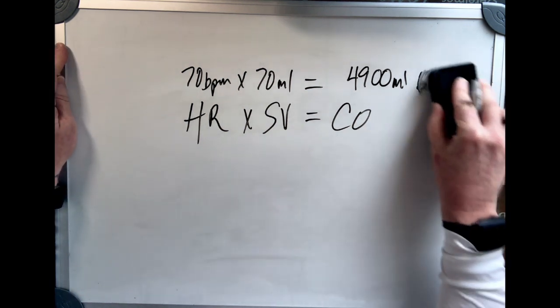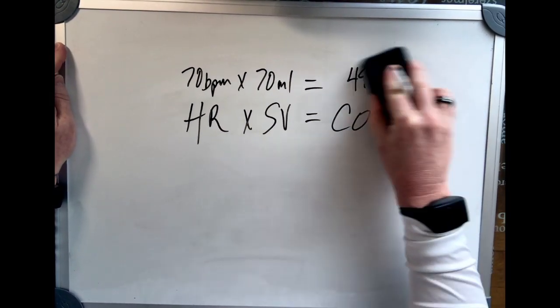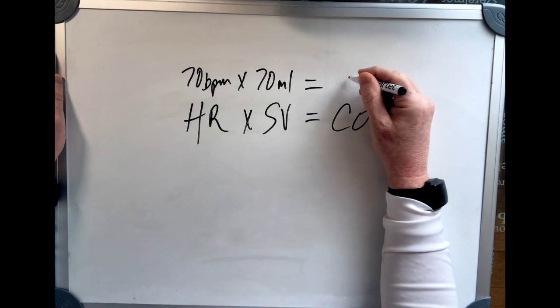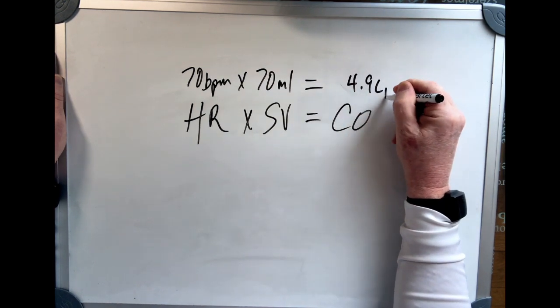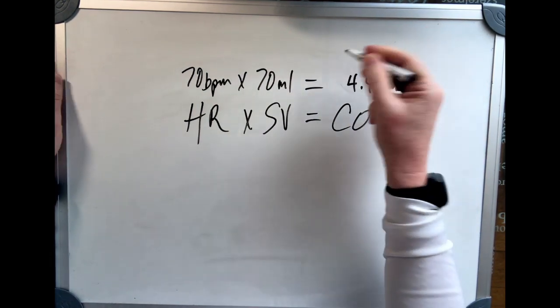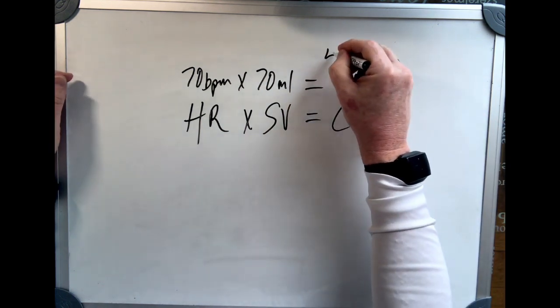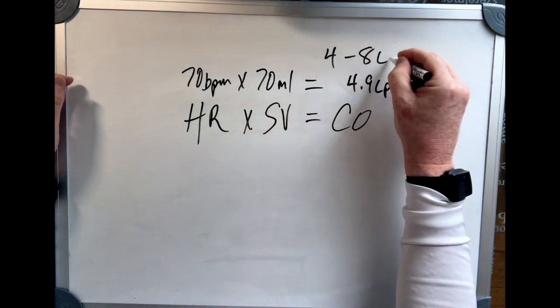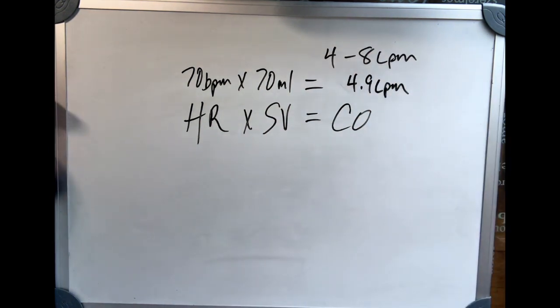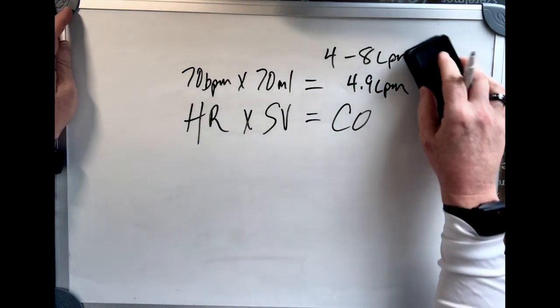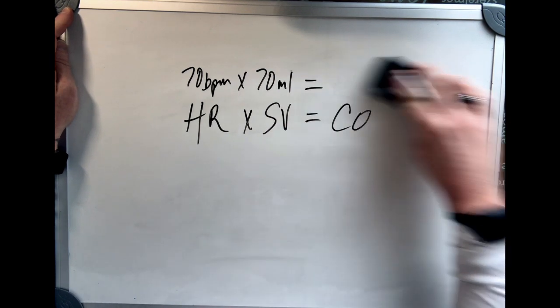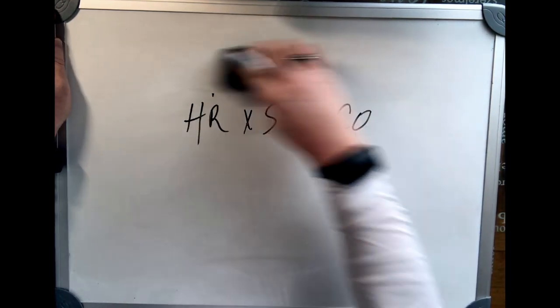If you really want to get accurate with this one right here, what it would be is what? It would be 4.9 liters per minute. And we know that the average cardiac output can range anywhere from 4 to 8 liters per minute. Hopefully that makes sense. It's something that we all learned way back when. It's part of the basics. So let's see how that works.